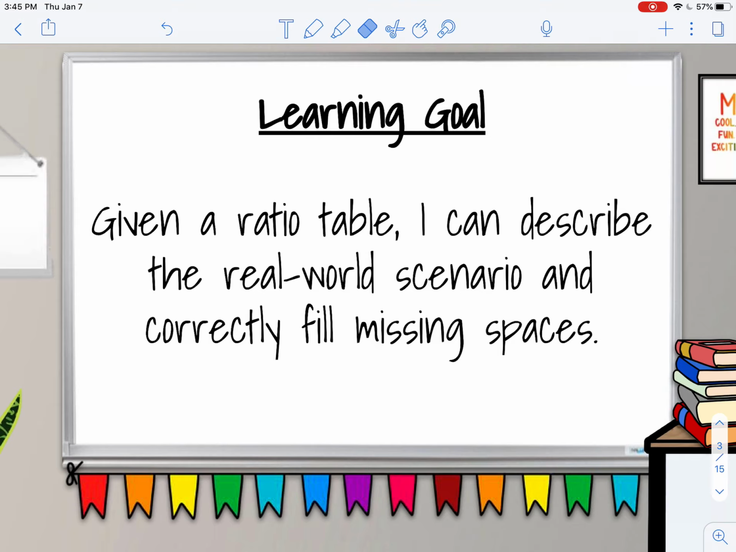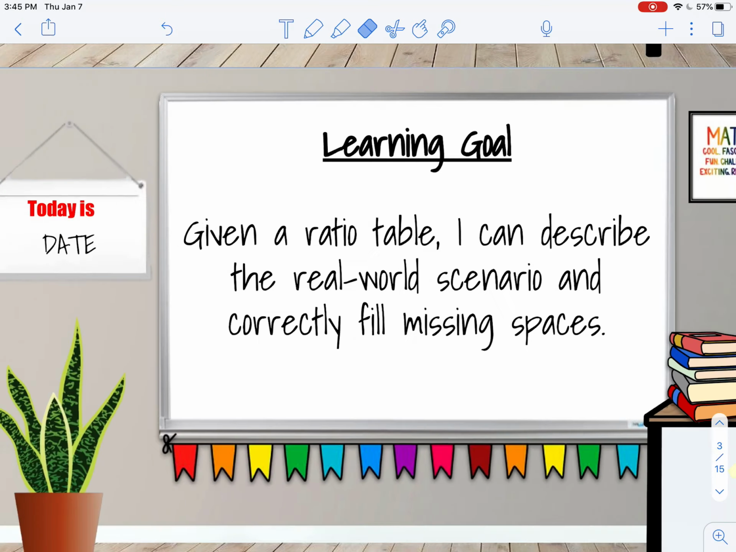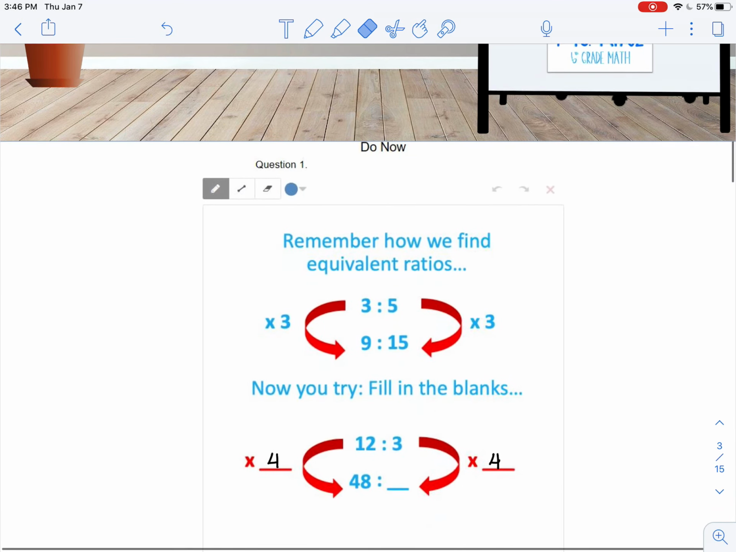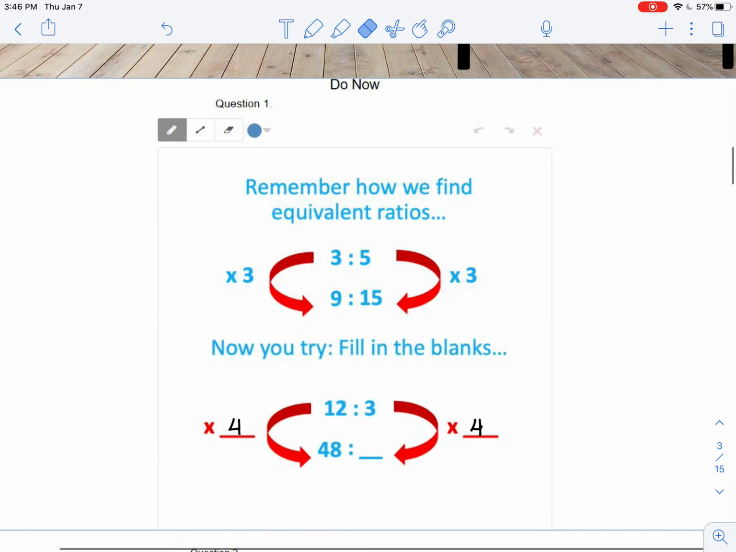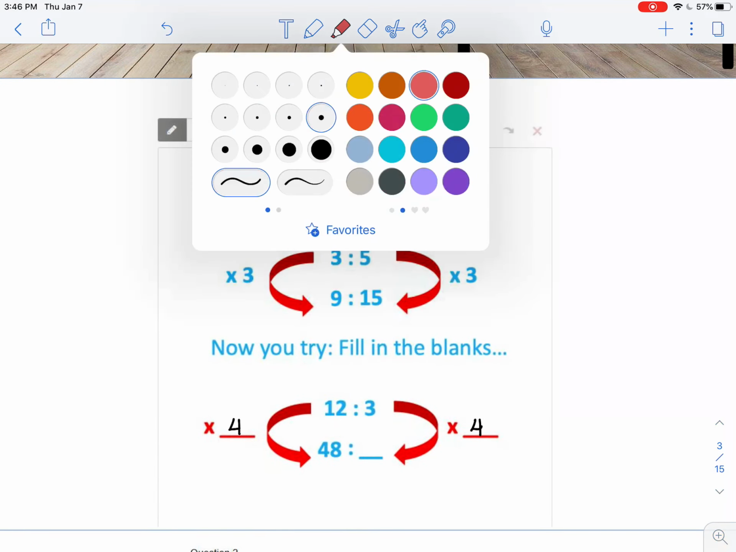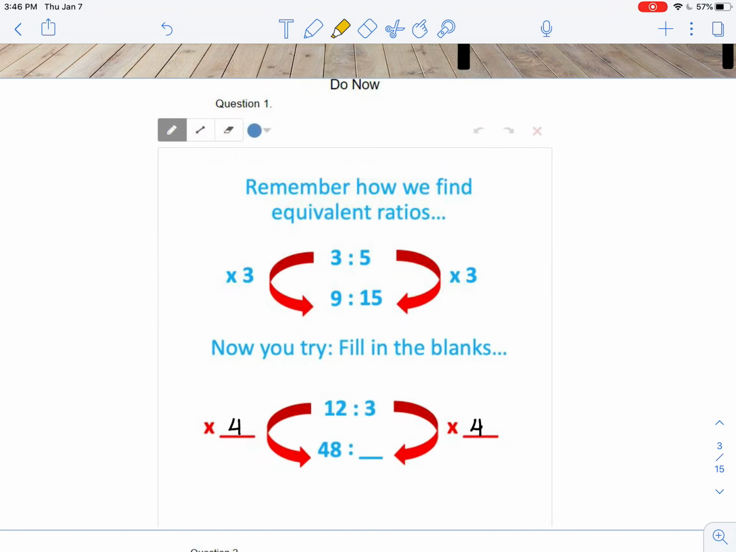So today's learning goal was, given a ratio table, I can describe the real world scenario and correctly fill in the missing spaces. So the first thing that we did today was a do now activity where we focused on reviewing equivalent ratios. You might remember that the way we find equivalent ratios is by multiplying both sides of the ratio times the same number. So for example, 3 times 3 is 9 and 5 times 3 is 15, which means the ratios are equivalent.